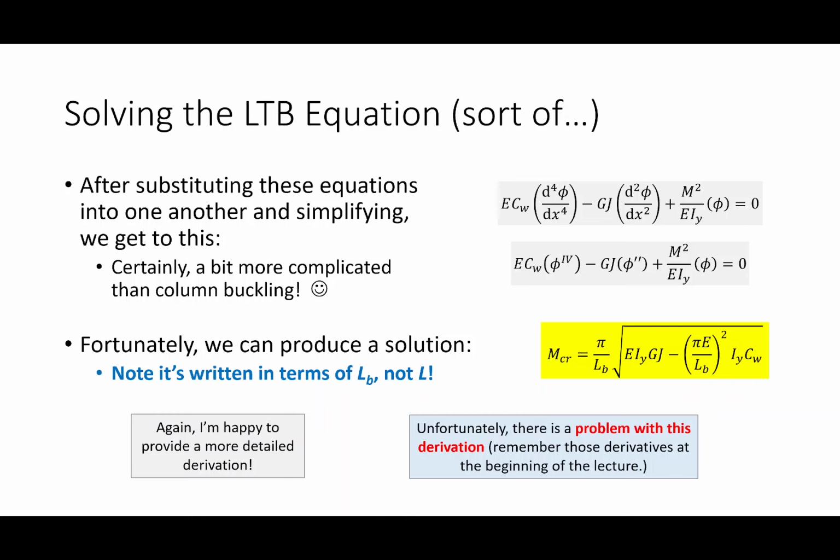Again, I'm happy to get into the math of it, but I'm hoping that based on what we did in more explicit detail with column buckling, that you can sort of follow the analogy with beam buckling. Everybody with me so far? Now, like with column buckling, I told you that the solution had a problem. This one has a problem too, okay? And the problem with this solution goes back to these derivatives I brought up at the very beginning of the lecture.